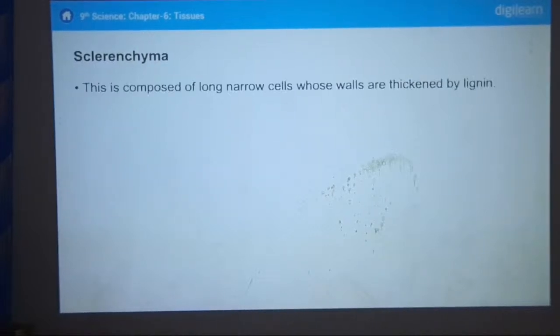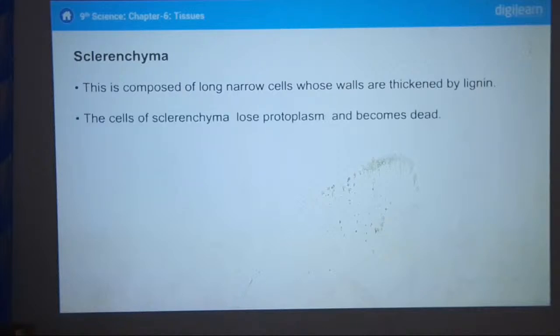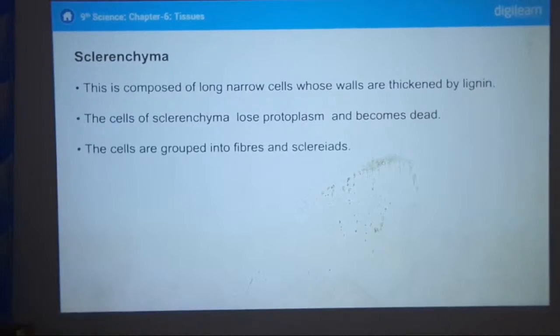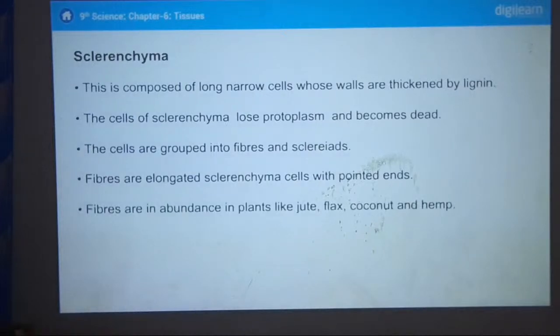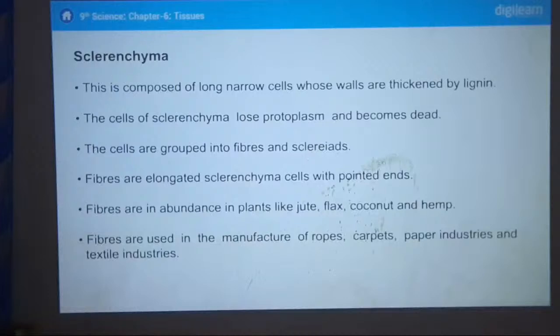Sclerenchyma. This is composed of long, narrow cells whose walls are thickened by lignin. The cells of sclerenchyma lose protoplasm and become dead. The cells are grouped into fibers and sclerites. Fibers are elongated sclerenchyma cells with pointed ends. Fibers are in abundance in plants like jute, flax, coconut and hemp. Fibers are used in the manufacture of ropes, carpets, paper and textile industries.